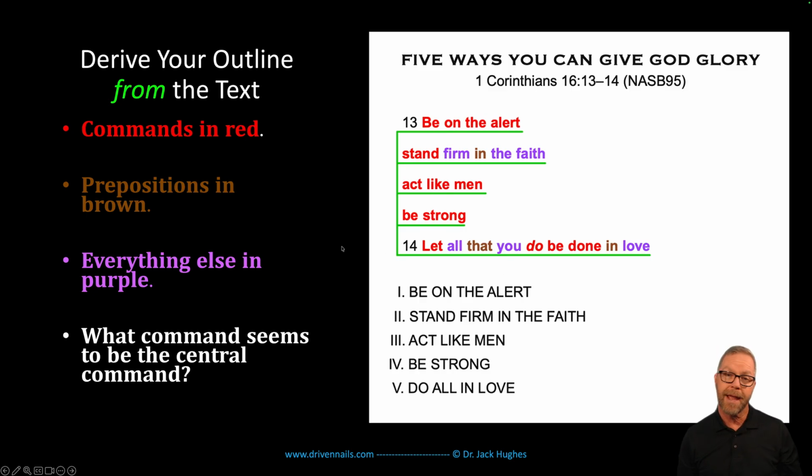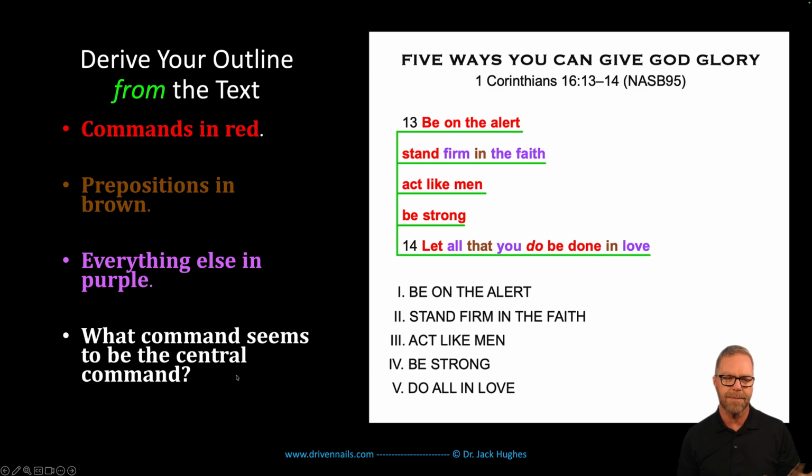So you have your commands in red. Be on the alert, stand firm, act like men, be strong, let all you do be done in love, the red parts. Everything else, or propositions in brown, I put, these are in brown, and then everything else in purple. In more complicated texts, I have more colors and stuff. But anyways, I just want you to notice that.